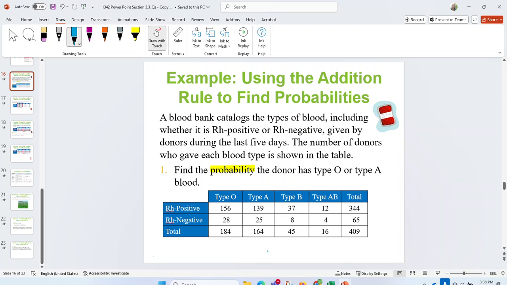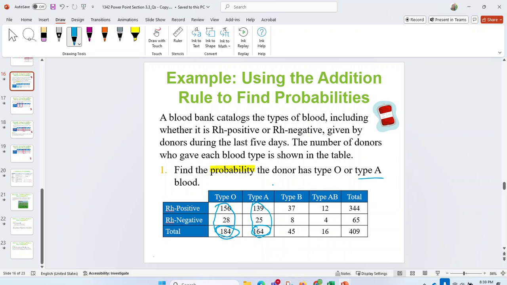Well, type O will be this column, right? If you look at type O here, type O will be this column, and this is the total for type O. Or type A is this column, and that's the total for type A. Since these two are mutually exclusive, if you are type O, you cannot be counted as type A. So that's how you do that.